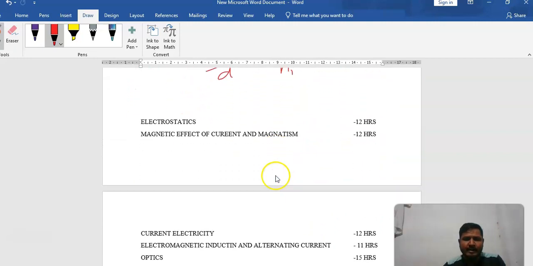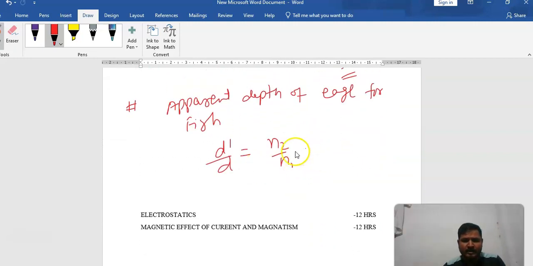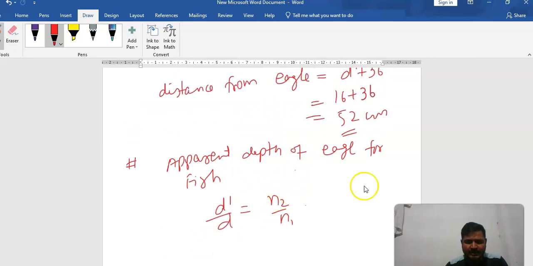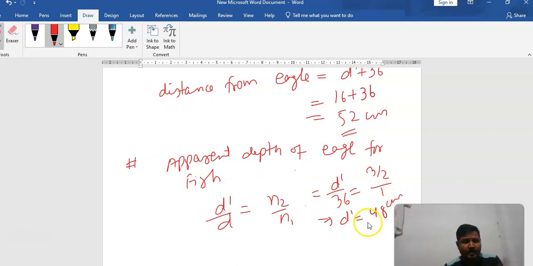So after solving this, we get d dash by 36 is equal to n2 by n1, which is 3 by 2 over 1, and d dash will be equal to 48 centimeter. This is from the surface, but we have to add the 24 centimeter, and you get the answer. This is the one concept that you have to keep in mind, and I think this concept is clear to you. Thank you so much.